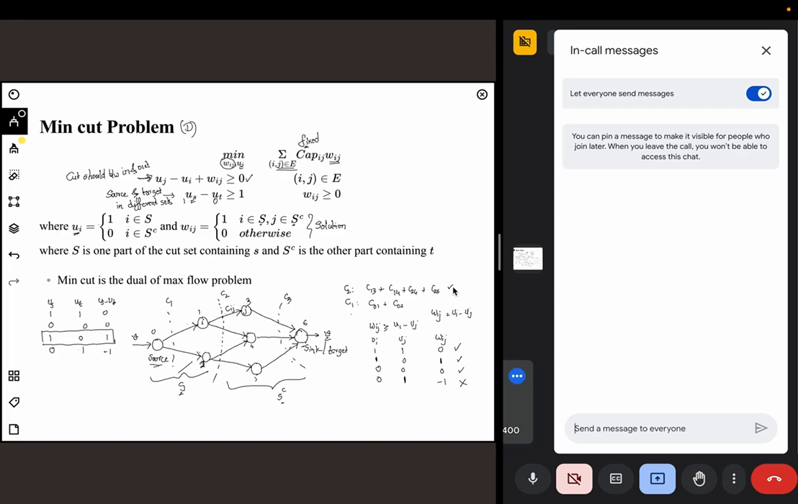Yeah, that's why we are putting it in this way. When you put the constraint that US minus UT is greater than or equal to 1, and we are saying US and UT are just binary variables, then out of all scenarios, the only scenario where this can be greater than or equal to 1 is US becoming 1 and UT becoming 0. So definitely US will be in the source set. It will split like that.